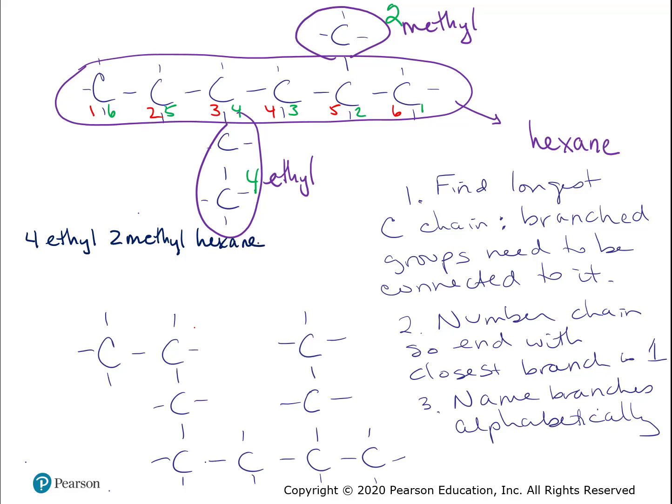So this tells me I have a 6 carbon chain. Hanging off of the second carbon, I have a methyl. Hanging off of the 4th carbon, I have an ethyl. The number tells you which carbon in the chain that group is attached to.